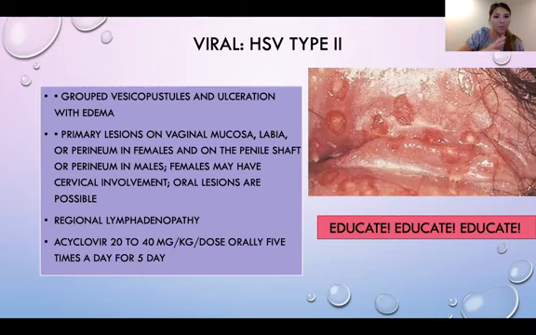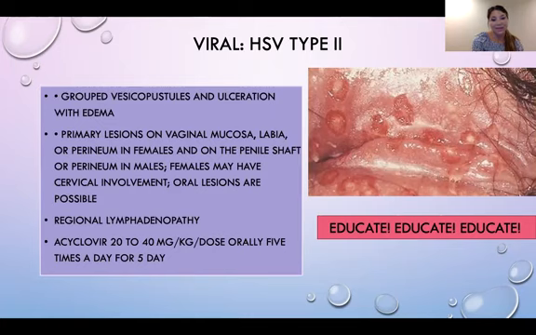I know it gets confusing between 1 and 2. And infections like this, if they become kind of severe, can cause lymphadenopathy. So you may see if someone has some genital lesions that they have an inguinal lymph node that's enlarged and painful. So we treat this with the oral antivirals. And I put educate because you guys, people just don't understand how HSV spreads, and we need to take the time to educate.